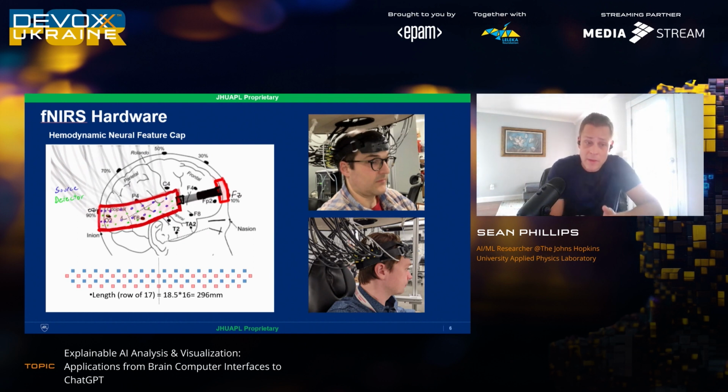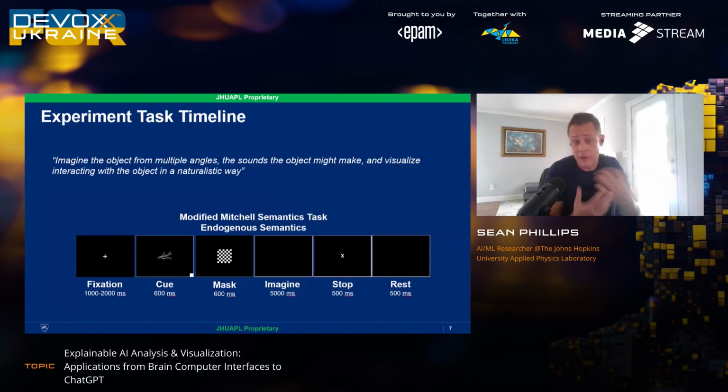So for the experiments that they were running, and then we'll get to a live demo after this, what they did was they put these caps on the participants, and then they had them stare at a computer, and then they would flash these stencil images. Not for very long, just long enough where the human has plenty of time to recognize that the image is on the screen, and then to think about it for a second.